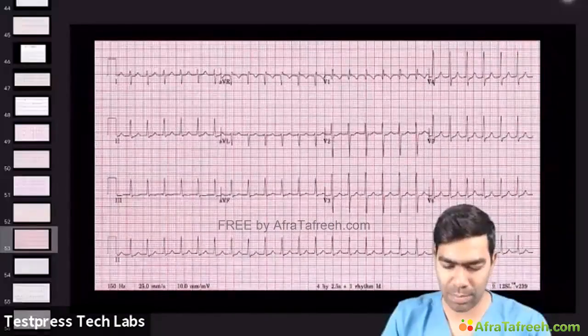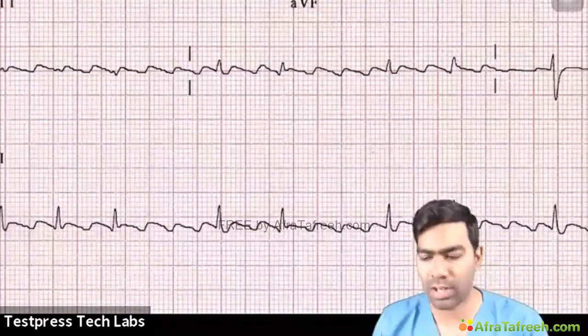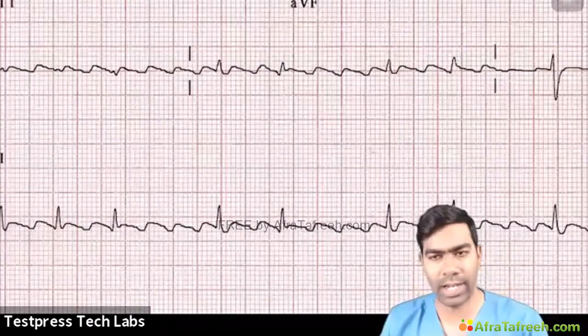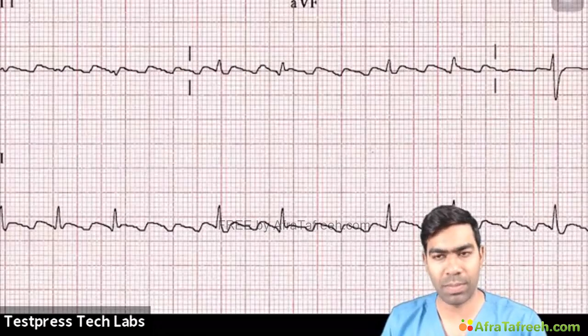So please take a snapshot in your mind. This is sawtooth baseline and this is flutter, and this is how it's going to look like. So the idea of flutter is to find out this sawtooth baseline. These are inverted P waves basically, correct?